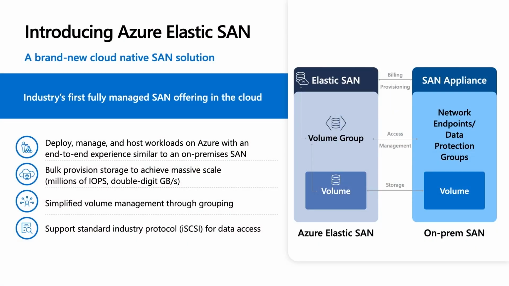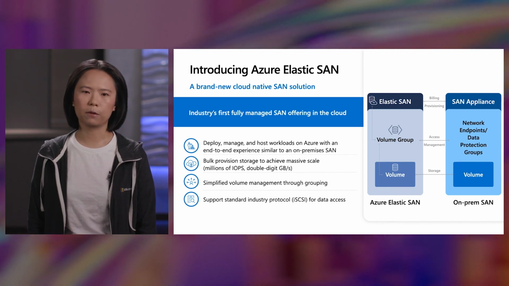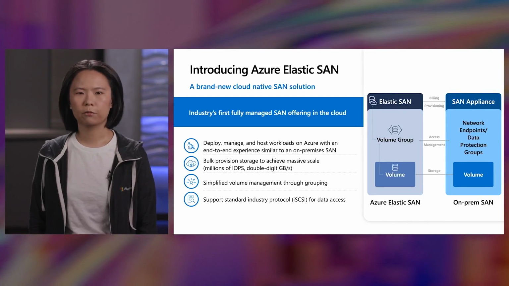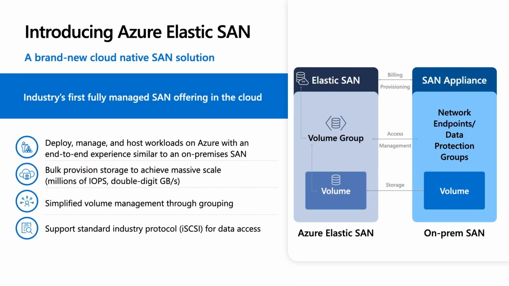To address these pain points and accelerate your SAN migration to cloud, we introduced Azure Elastic SAN, the industry's first fully managed SAN offering in the cloud. Azure Elastic SAN supports a resource hierarchy just like on-premises SAN. You provision your resources at the SAN level, and that's where you get billed. Then we have volume groups, nested below the SAN, a grouping concept for applying security, networking, and data protection configurations. It maps well to the on-premises concept of network endpoints and data protection groups. Lastly, we have the volume, which is the same data storage unit as on-prem.